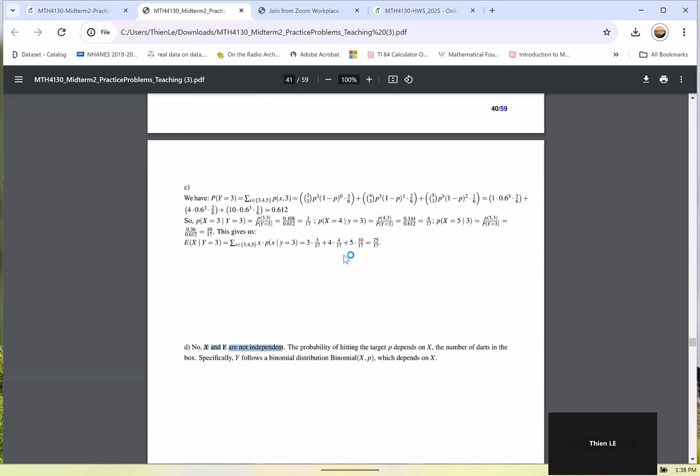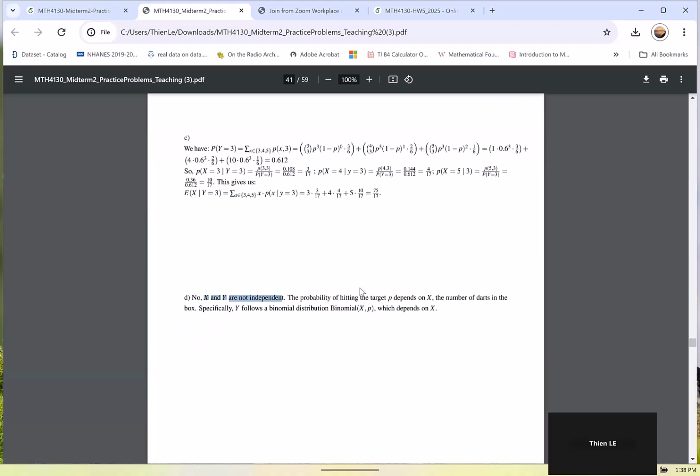Because the probability of hitting the target depends very much on how many darts there are. X is the number of darts in the box, and Y is the number of hits on the target, right? So Y depends very much on X. So the bigger X is, the bigger Y will get, right? So here Y follows Binomial(X, p).